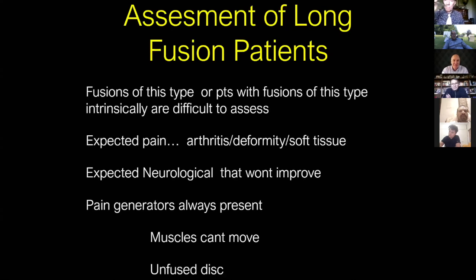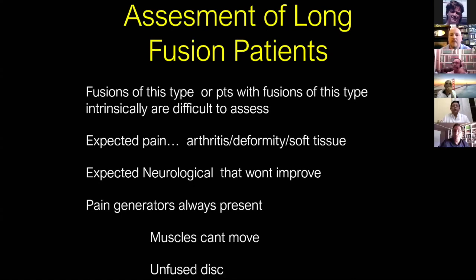So by at least starting with the fact that in a majority of cases I do go to T1, when I started to look back at the list, I actually became a little more confident in being able to defend C7. So starting off with the fact that patients with long fusions intrinsically are difficult to assess in terms of what their outcomes and radiographic outcomes are. We have patients with expected pain because they have multi-level arthritis. Many times there's deformity. We expect that they have some kind of neurologic finding, and many of them won't even improve.